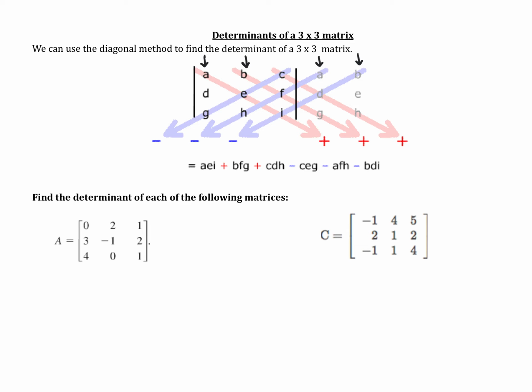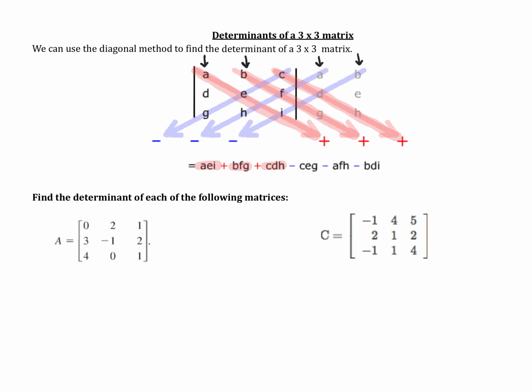The second thing you'll notice is that there are some red diagonal lines and some purple diagonal lines, or blue, depending on what your monitor looks like. Each of those represents finding a product. On the red diagonals, we're going to find the product of the 3 numbers that I highlighted. So I would find the product of AEI, the product of BFG, and the product of CDH. Underneath each of those, I have a little plus sign. That plus sign means we're going to add those products together.